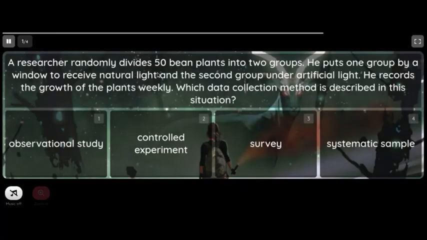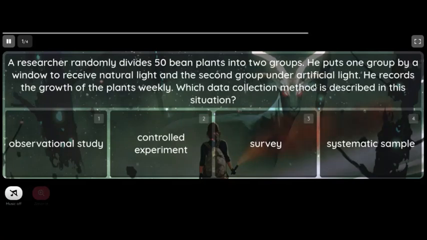A researcher randomly divides 50 bean plants into two groups. He puts one group by a window to receive natural light and the second group under artificial light. He records the growth of the plants weekly. Which data collection method is described in this situation? We have observational study, controlled experiment, survey, and systematic sample.